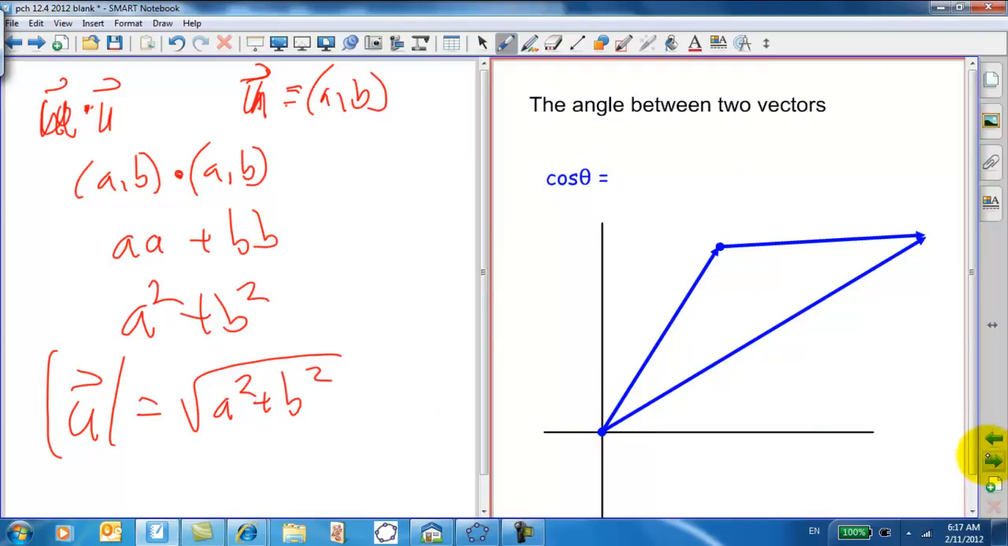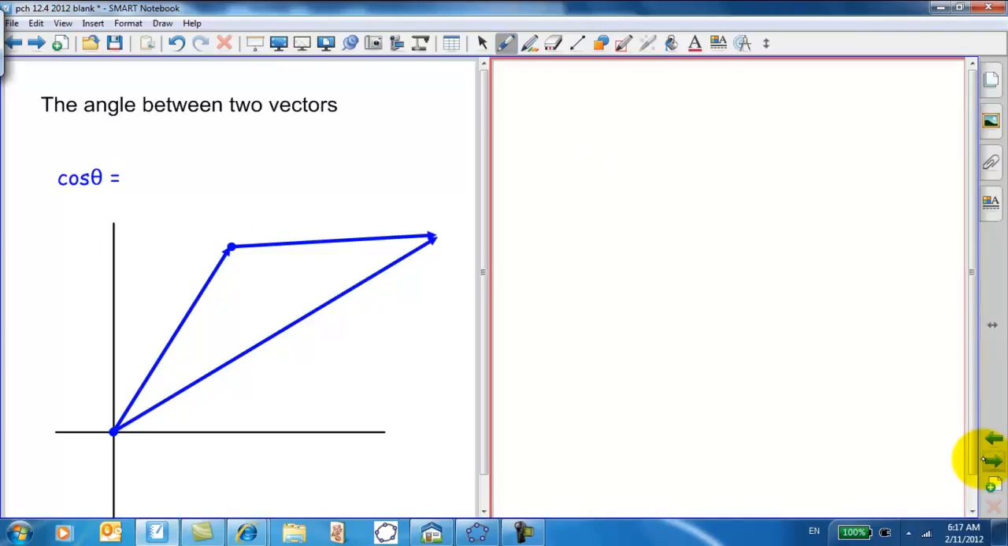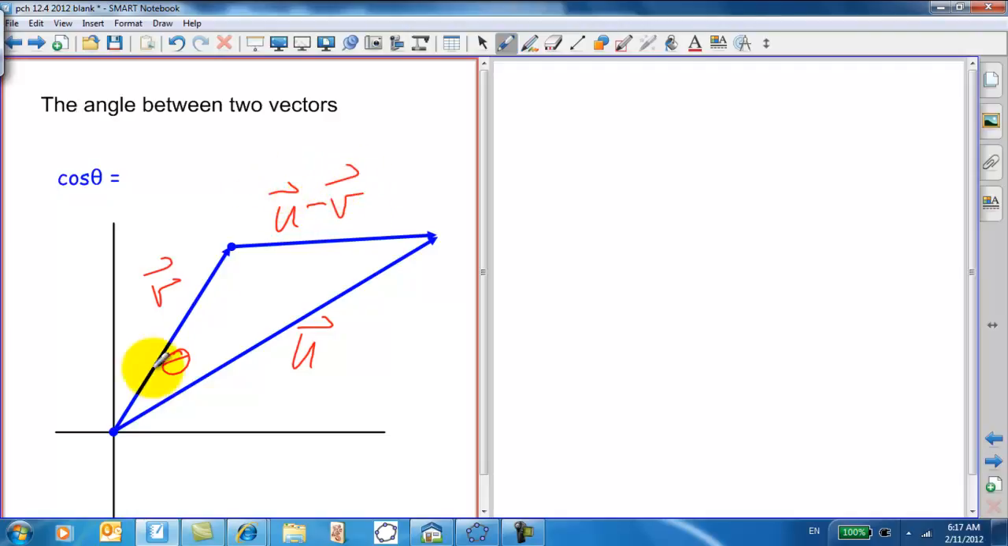Now, this is going to help us in finding the angle between two vectors. It can be very tricky. So, let's say we have two vectors. We'll call them u and v. And we want to find this angle theta between them. Well, first, by vector arithmetic, v plus this vector here will equal u. So this vector will equal u minus v. Check it with the addition again. Here's vector v, here's vector u minus v. They add up to vector u.